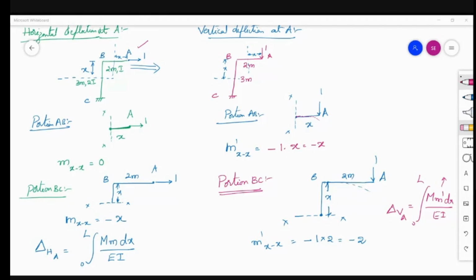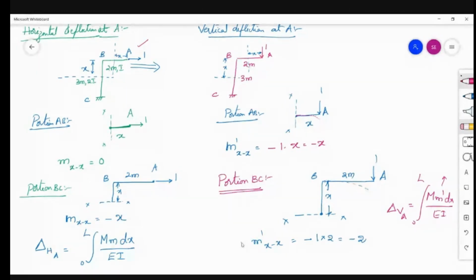So here in the question, vertical deflection at A as well as horizontal deflection at A is asked. First of all, for the given rigid frame, we calculated the moments at the sections.